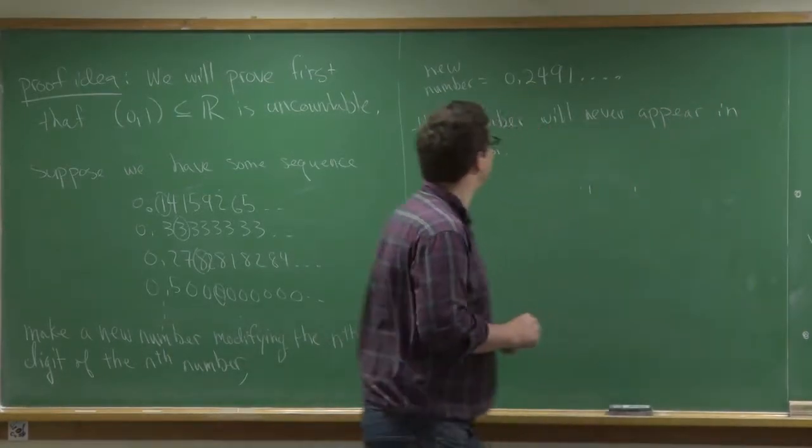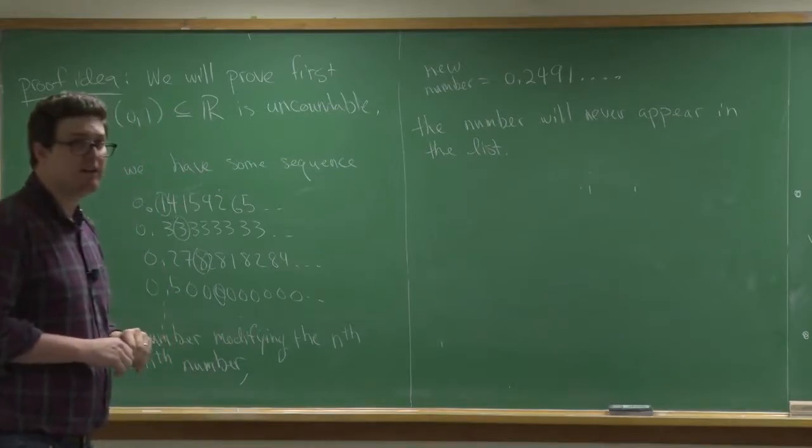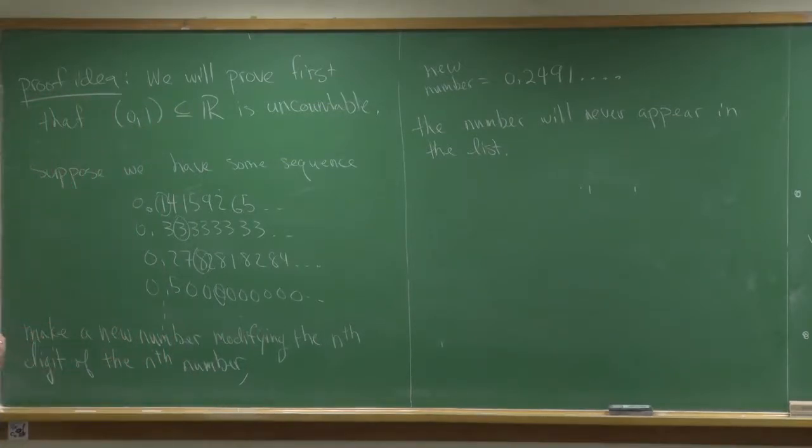Because the numbers that are constructing that number would not be in that sequence. They cannot be in this sequence because I rigged it so that that thing disagrees with every single one of these numbers in a particular place. Does that make sense?